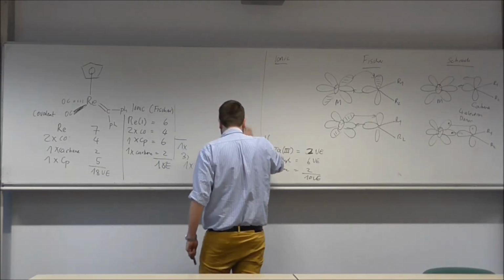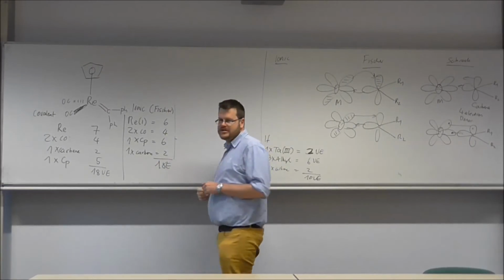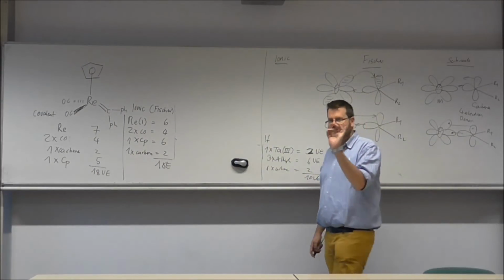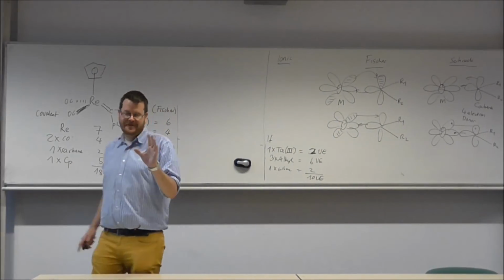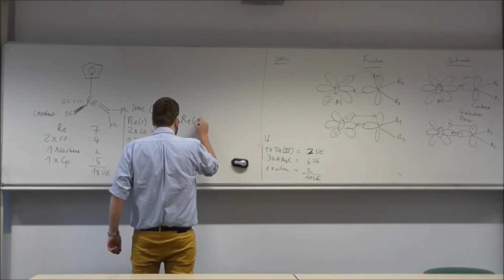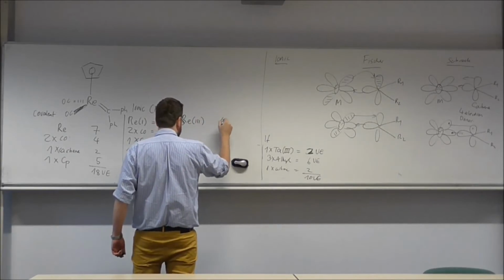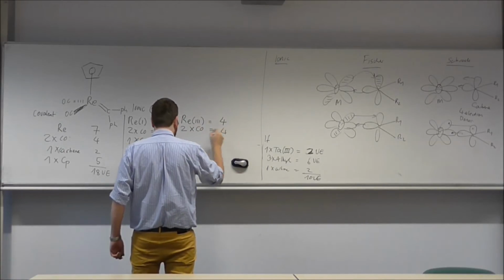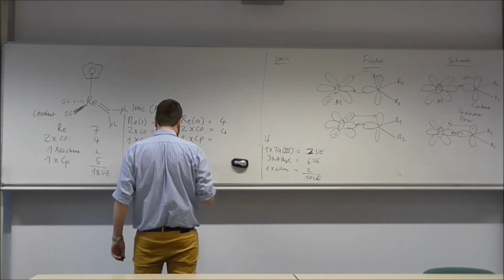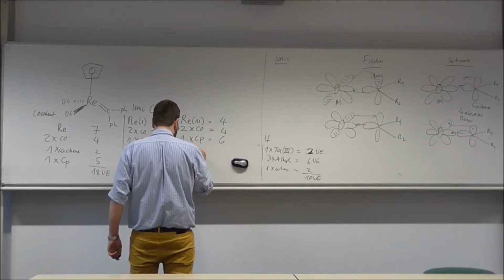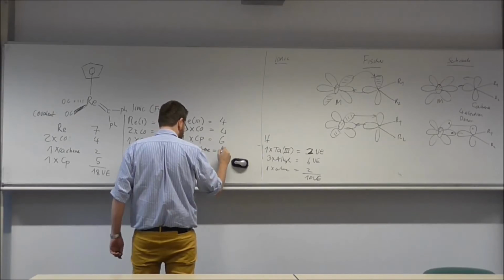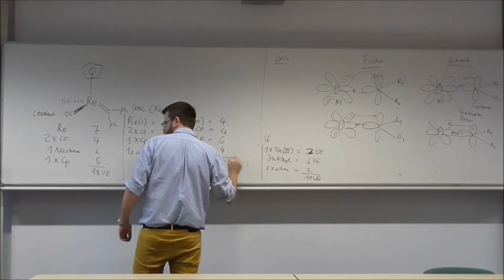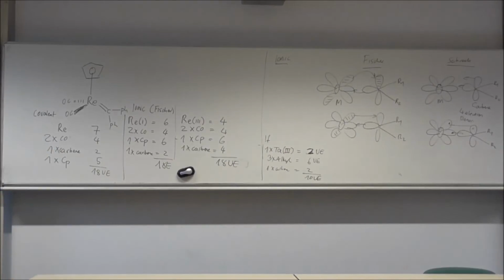Now let's count it, assuming that it is Schrock type. Let's count it as a Schrock carbene. So, how do we proceed? Yes, the oxidation state would be +3 because if we count it as a Schrock carbene, it's a 2 minus donor. So that's 4. 2 carbonyls, 4. 1 Cp, how many is that? 6. And 1 carbene, how many? 4, exactly. We get 18.